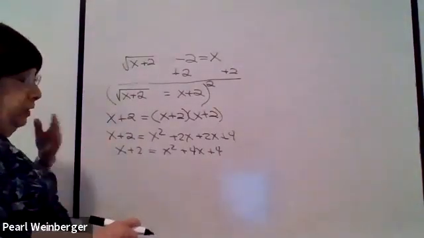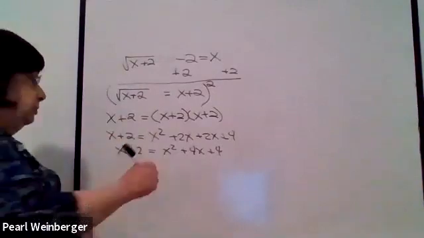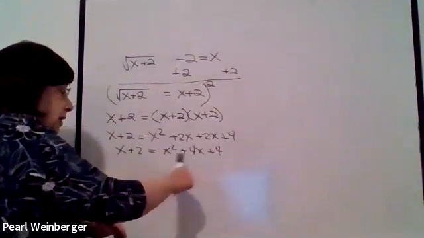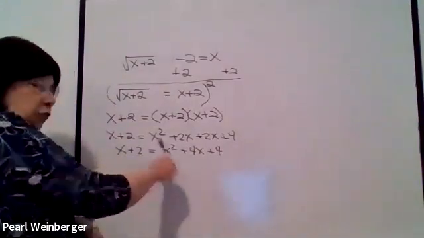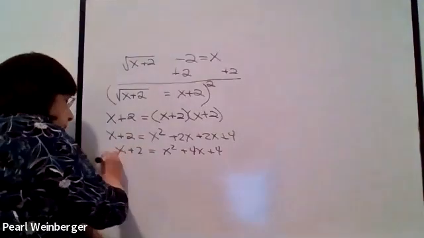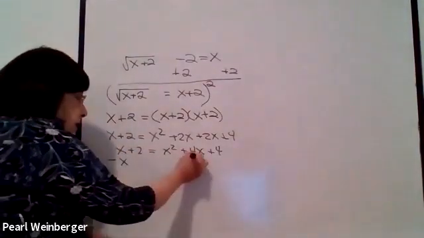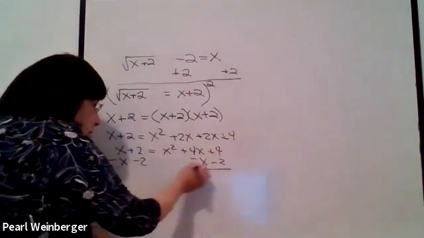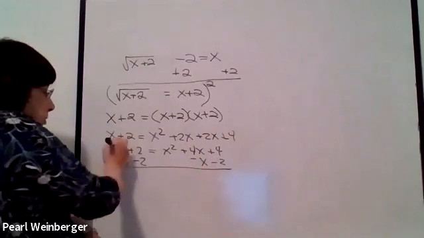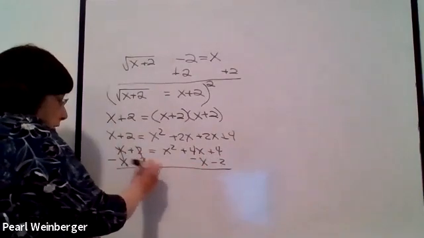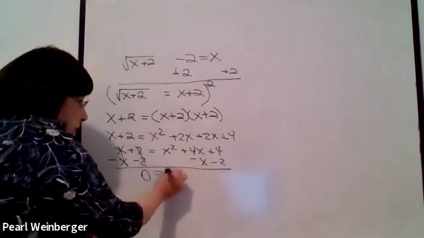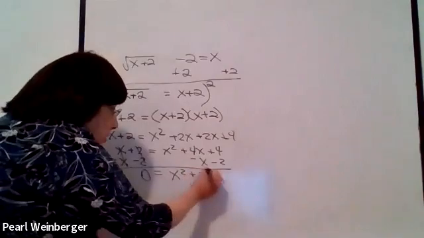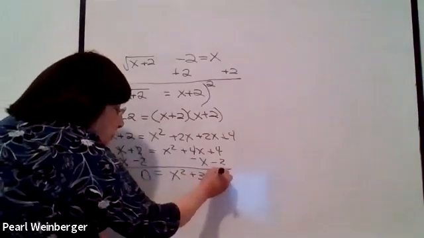And I know when I have quadratic equations, I want to get them equal to 0. And it just makes much more sense to bring everything to the right side because that's where my x squared is. I'm going to subtract x from both sides. I'm going to subtract 2 from both sides. So that my quadratic equation becomes 0 over here, and this is x squared, and 4x minus x is 3x, and 4 minus 2 is 2.